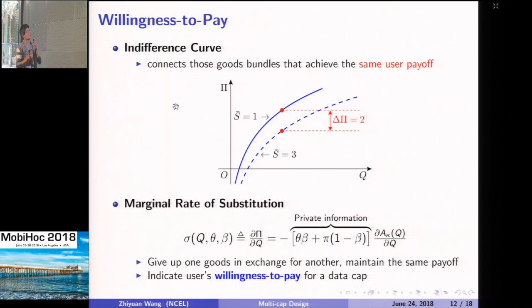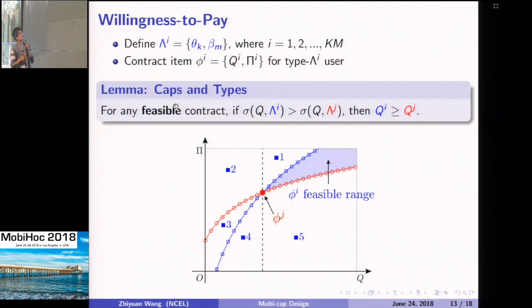Next, for notation simplicity, let me define lambda i to denote the two-dimensional user type, and use phi i to denote the contract item for the lambda i user. Our analysis shows that for any feasible contract, if the lambda i user has a larger willingness to pay compared with the lambda j user, then the feasible contract will allocate no smaller data cap for the lambda i user. We can also illustrate these insights through this figure.